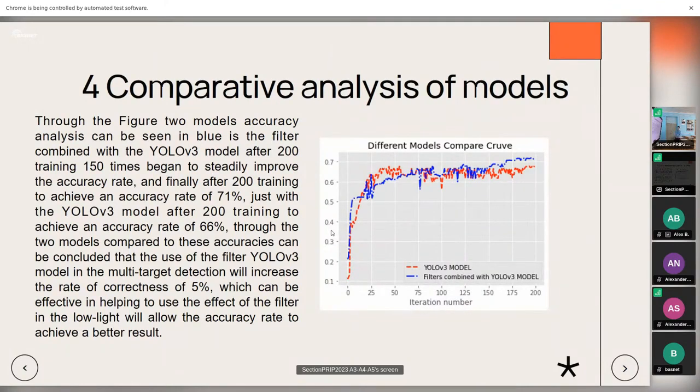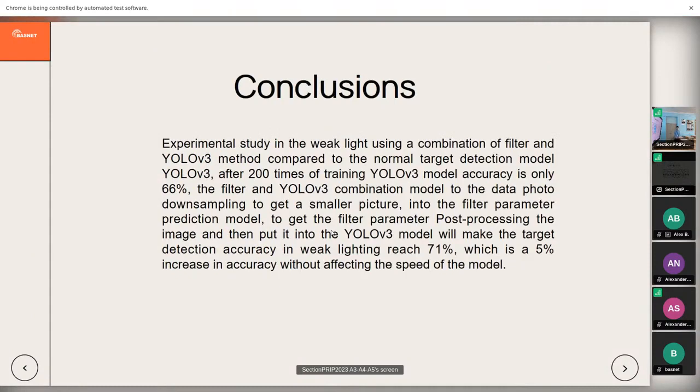And finally, we get the conclusion: using YOLOv3 and comparing filters helps us to recognize weak light. Thank you. Thank you for your efforts.